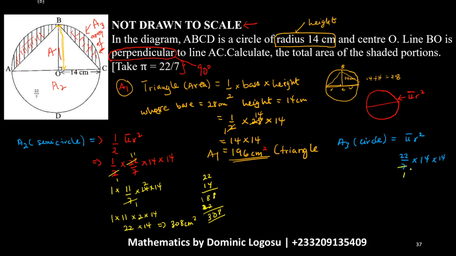So this will cancel to give us 1, this will cancel to give us 2. So now we'll have 22 times what? 14 times 2. Okay? 44 times 14. Let's quickly do that calculation. When we do that calculation, we should have 616 centimeters squared.